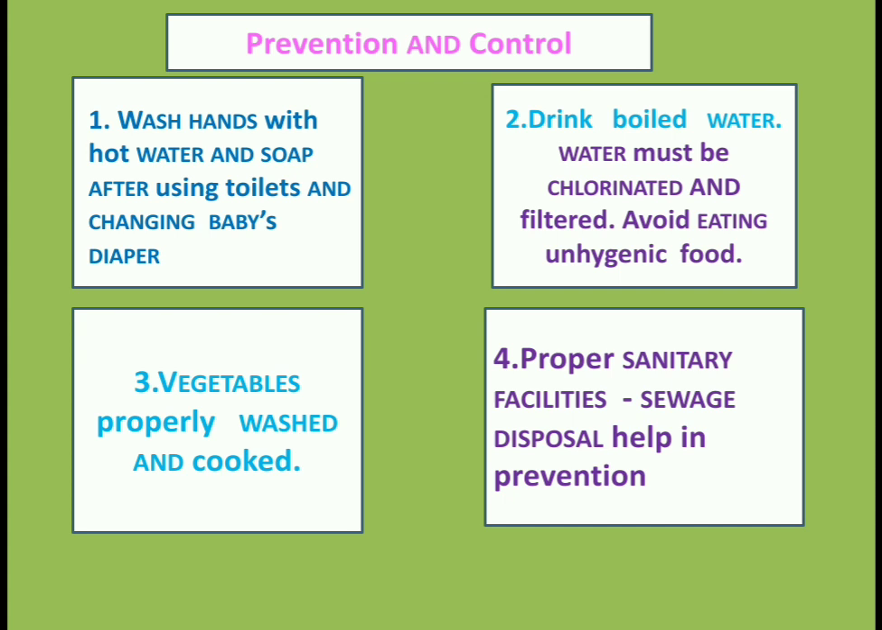Avoid eating unhygienic food, and the vegetables must be properly washed and cooked. Proper sanitary facilities, including sewage disposal, help in the prevention of amoebiasis or amoebic dysentery. Now, these are the two diseases we discussed today. First is malaria and second is amoebiasis.